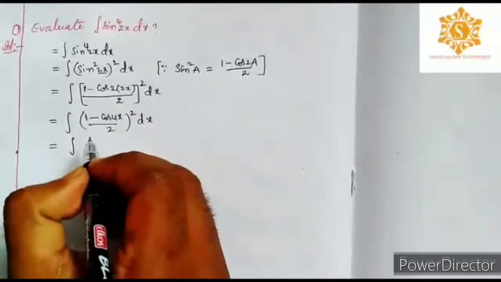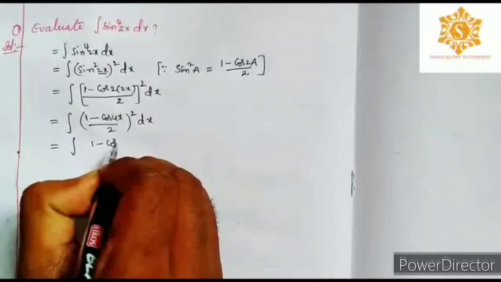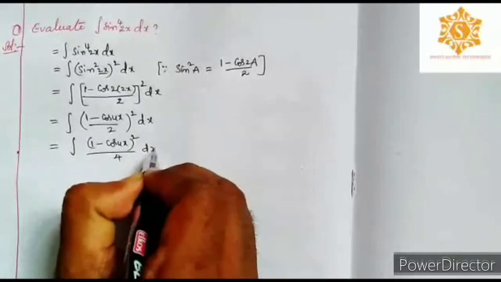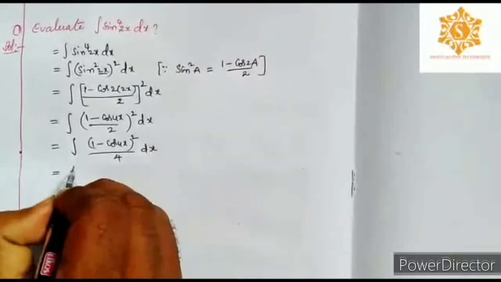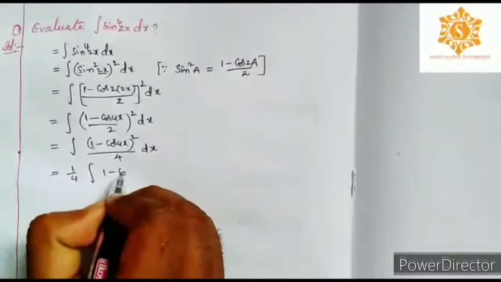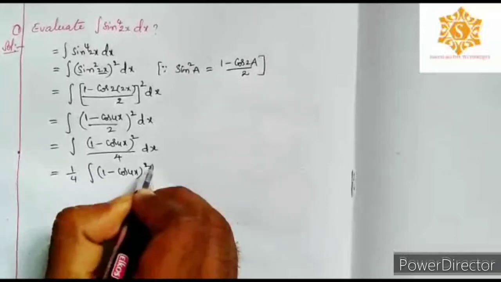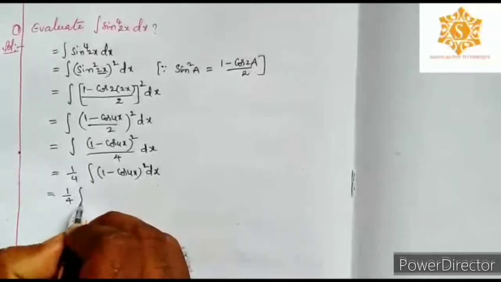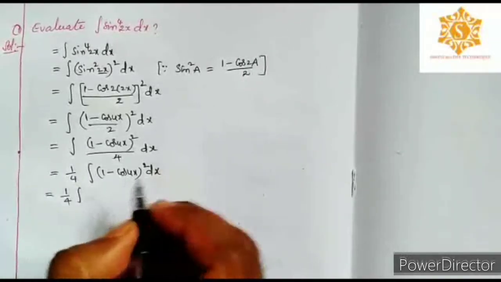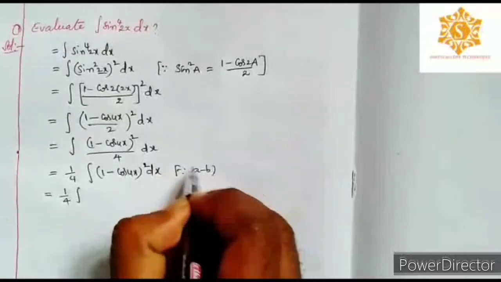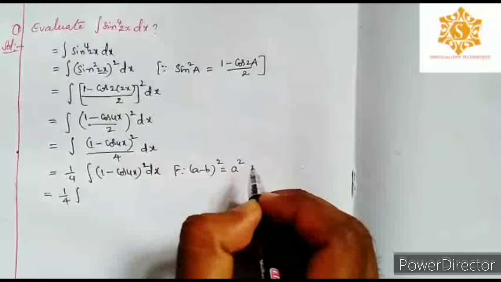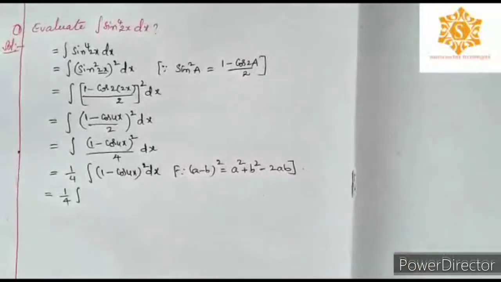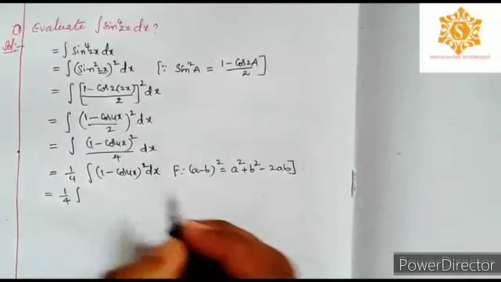So you can separate the square, that is 1 minus cos 4x whole square by 2 square. 2 square value is 4 into dx. So 1 by 4 into integration of 1 minus cos 4x whole square into dx, that is equals to 1 by 4 into, expand 1 minus cos 4x whole square using a minus b whole square formula, that is a square plus b square minus 2ab. So here a is 1 and b value is cos 4x.